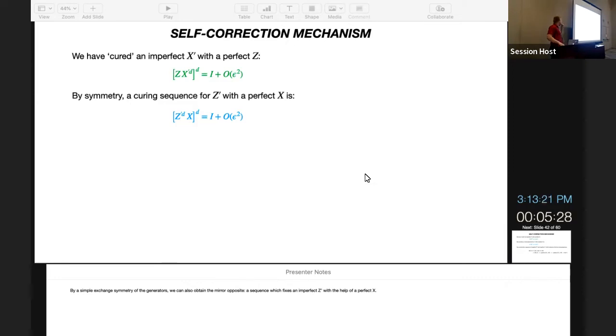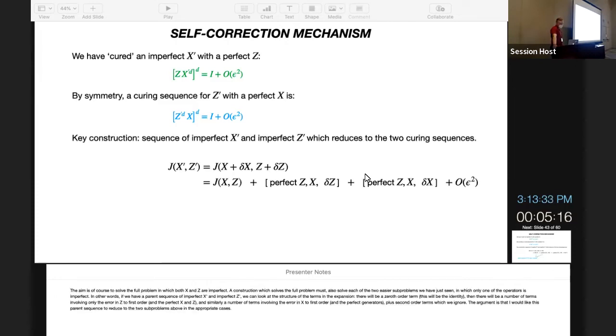Right? I want a sequence in x prime and c prime that performs the same function, and that should contain these two subproblems as subproblems. So the claim is that if I find such a master sequence, so a sequence of x prime and c prime, I look at its expansion. Right? So I have a zero order term, which should be the identity. I'll have a number of terms involving the error in c at first order, a number of terms involving the error in x at first order, and so on. I want the correct terms to collapse down to one of the sequences in the appropriate cases.